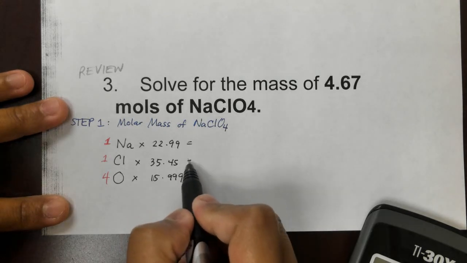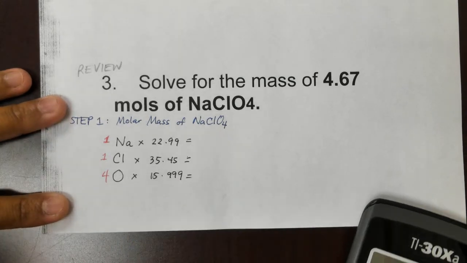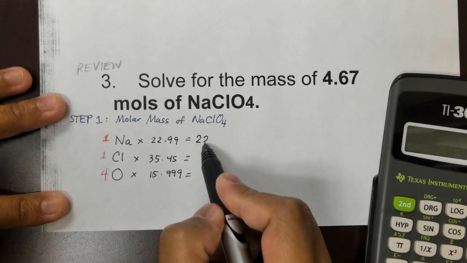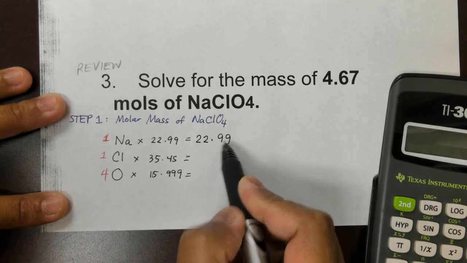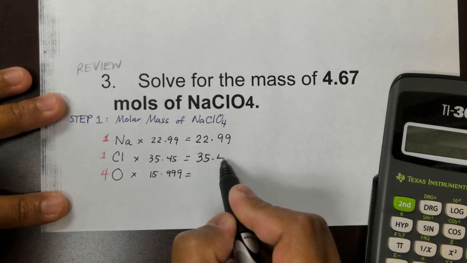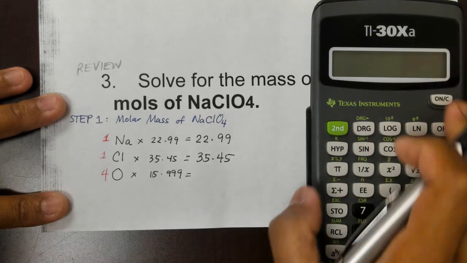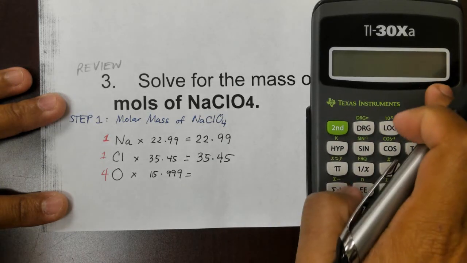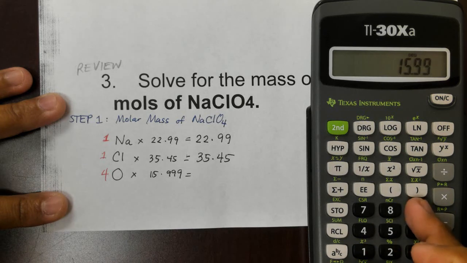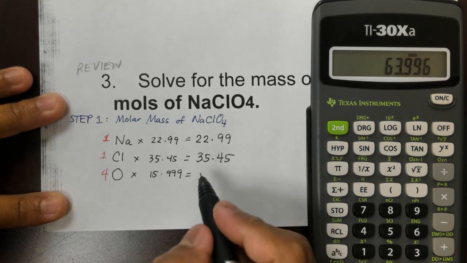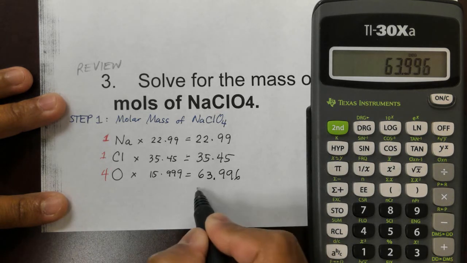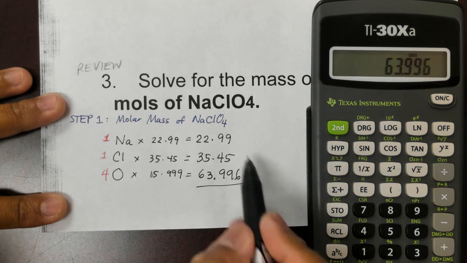After that, we are going to multiply our quantity. So the 1 times 22.99 will be obviously 22.99. Same thing with chlorine, that's just times 1, so that's 35.45. And then for oxygen, we have 4 times 15.999, and that's equal to 63.996.